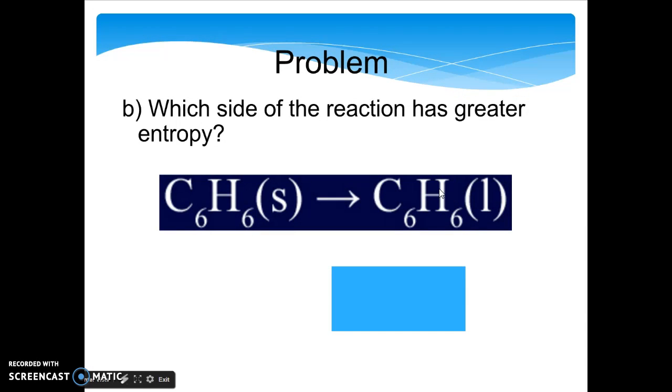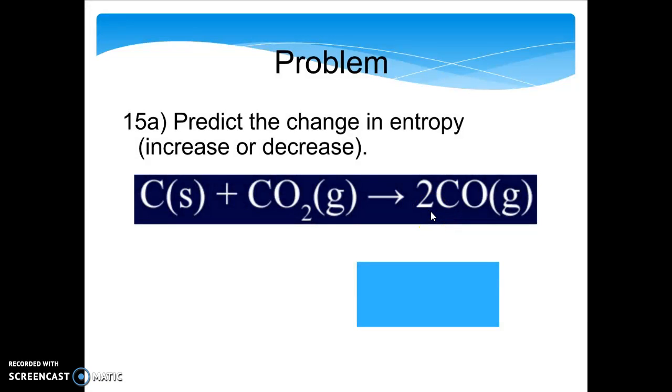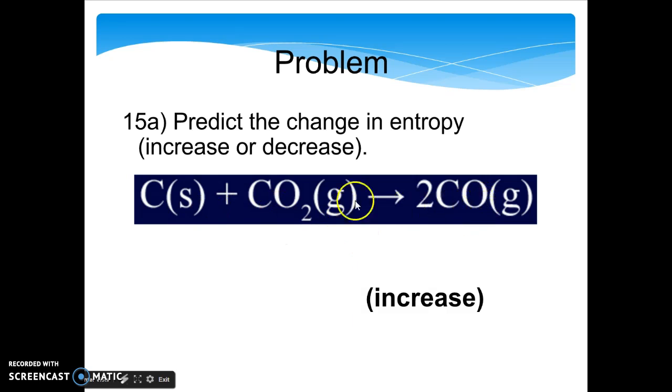All right, which side has greater entropy, meaning higher disorder? The solid, which is super organized, or the liquid, which is a little more free-flowing? Of course, the liquid on the right is going to have a little higher entropy. Now predict the change in entropy. We went from a solid plus a gas to just a gas, from 1 mole of gas to 2 moles of gas. So the entropy increased from left to right. No more solid, no more organization, so we increased our disorder.